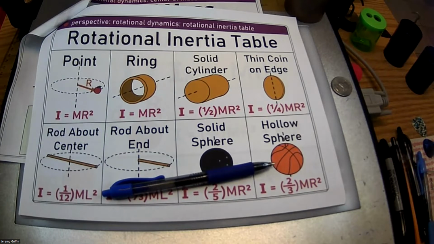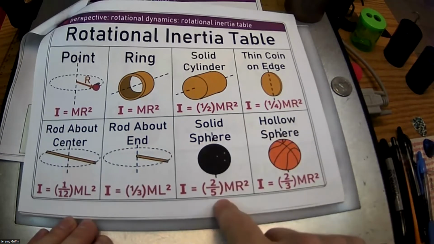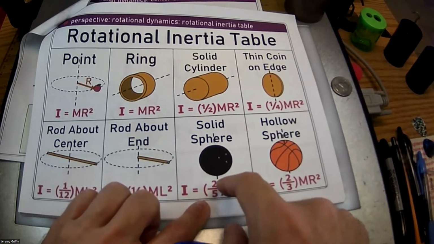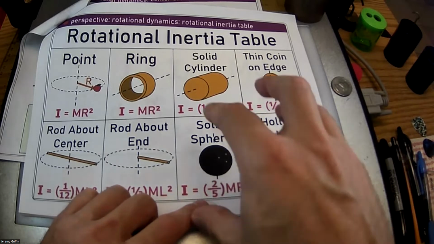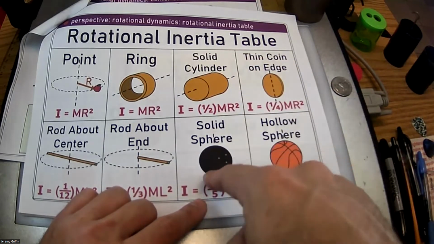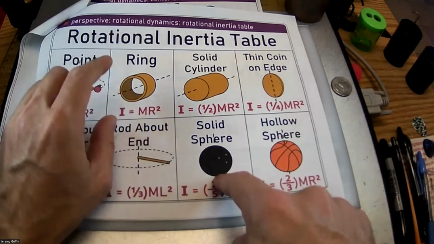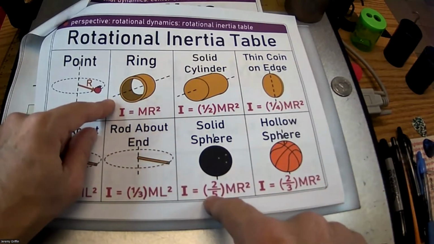Like, how about here, 2/5? Is that like 0.4, like 40%? Right? So the bowling ball has a lot of its mass distributed really close to its own center of mass. Okay? Compared to the basketball, do you think the basketball should be somewhere between the bowling ball and the ring? What do you guys think? Okay.